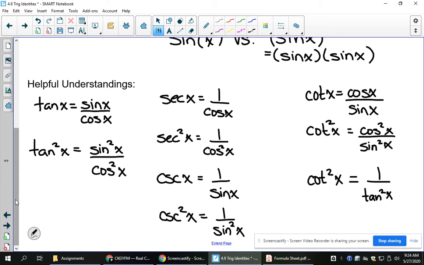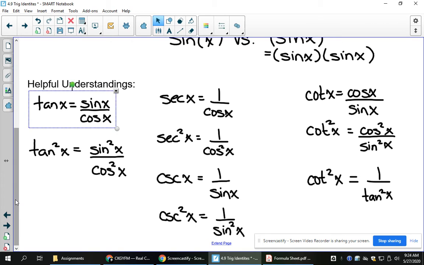Some of them are off the formula sheet, and some of them I have just adjusted to be the squared version. So for example, the first one here, tan x equals sine x over cos x. That's on the formula sheet. You can put squareds on everything and have the same thing. This isn't on the formula sheet, but we assume that you can figure that out. If I just square everything, it's still the same thing.